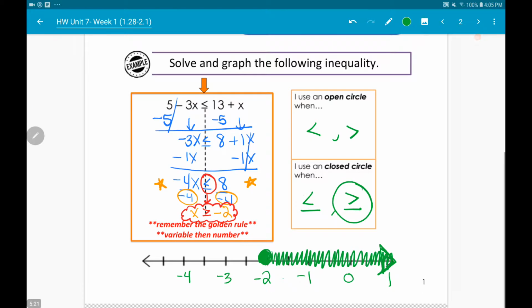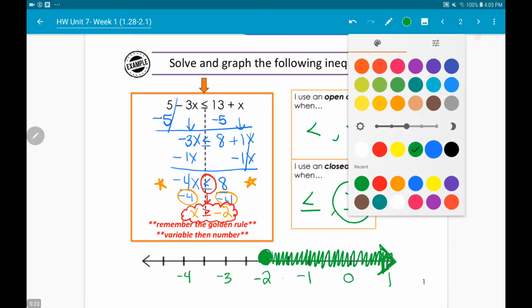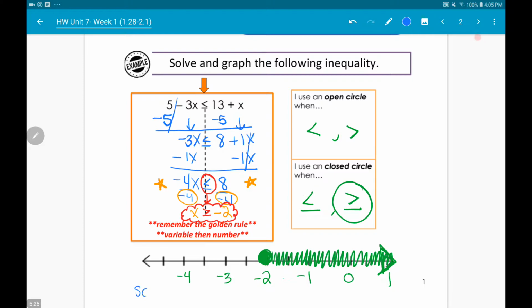Okay, so it doesn't say this, but let's name it anyway. What would a number in the solution be? Okay, so let's pick a number in the solution. Remember, solution means in the shaded area. So for example, I might pick 0. Maybe you picked -1. Maybe you picked 1. All right, remember, solution means in the shaded region.